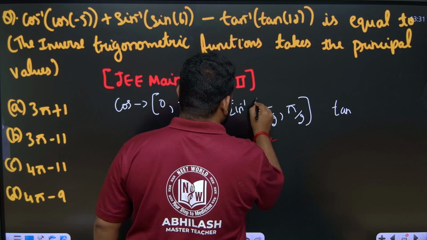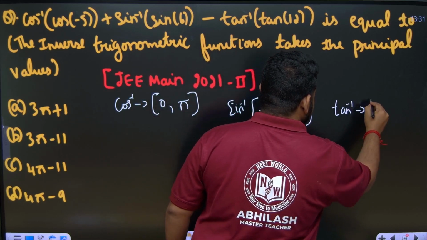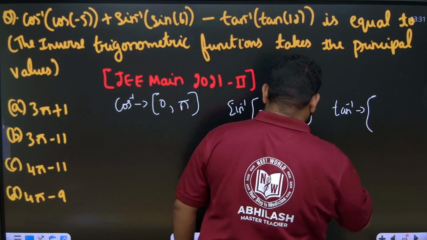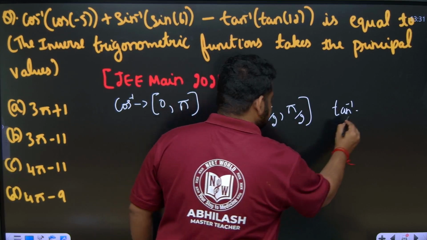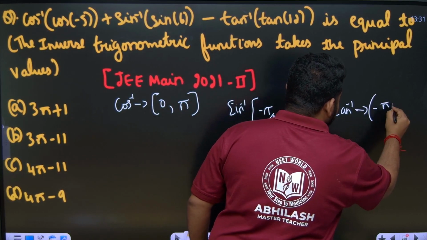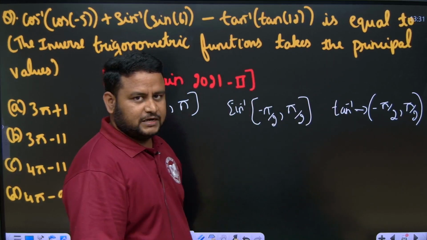Sine inverse, cos inverse, and tan inverse, its range is coming in, this is not a close bracket, this is an open bracket, minus pi by 2 to plus pi by 2. Okay, minus pi by 2 to plus pi by 2.